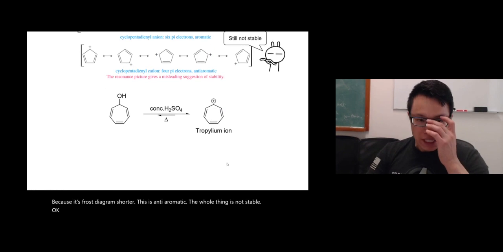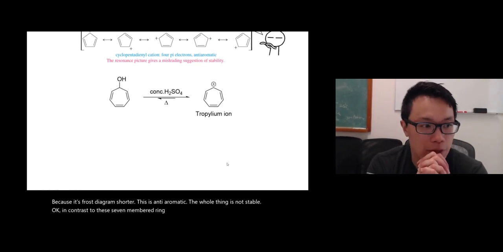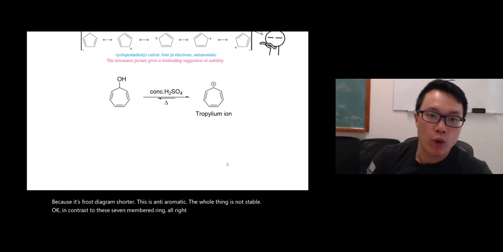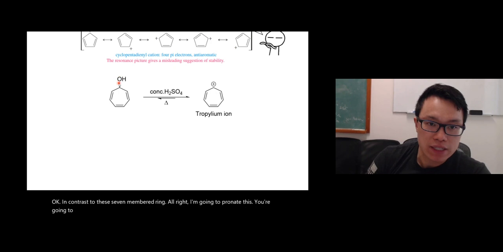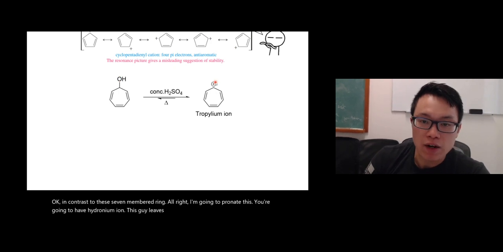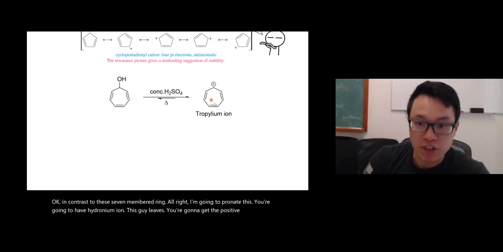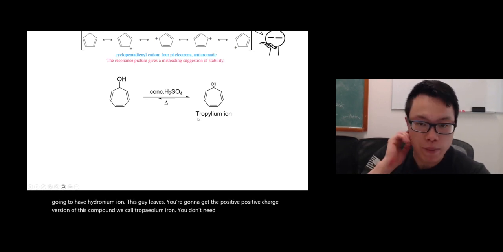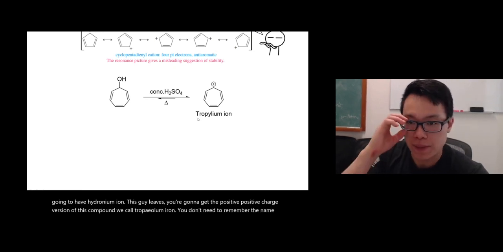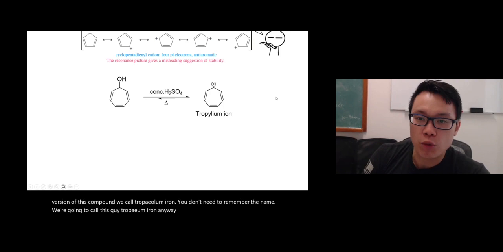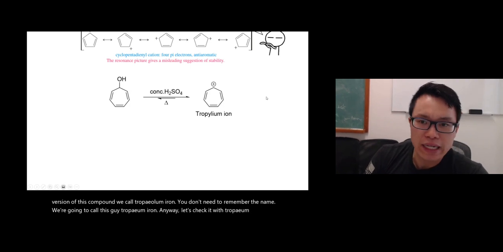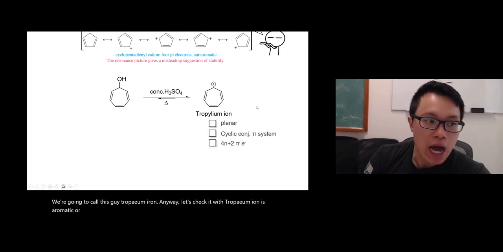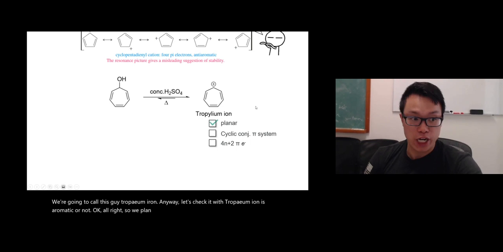In contrast to this 7-membered ring, I'm going to protonate this OH. You're going to have a hydronium ion, and this leaves. You get the positive charge version of this compound. We call it the tropylium ion. You don't need to remember the name. Anyway, let's check if the tropylium ion is aromatic or not. Start with planar. I'll tell you this is planar.